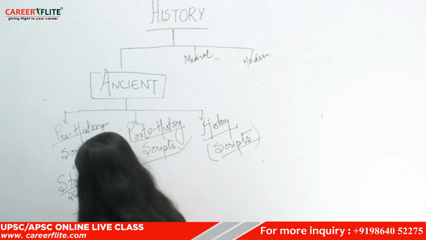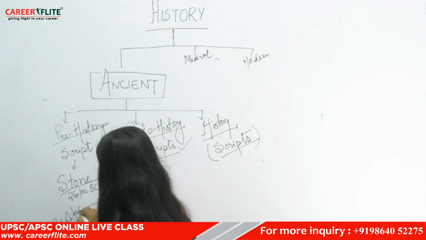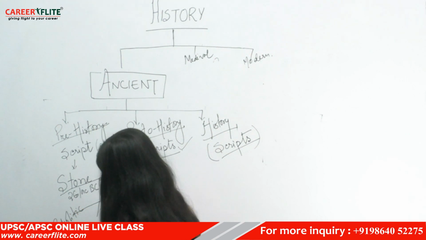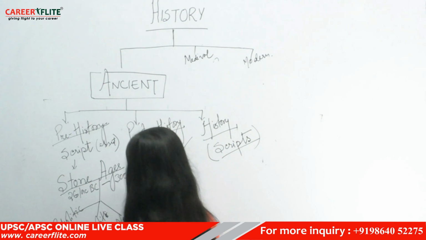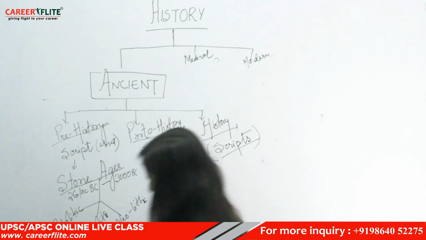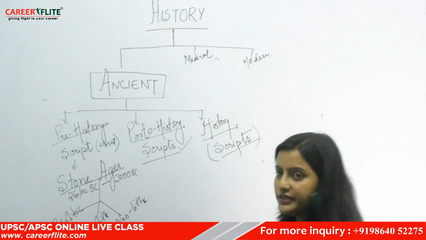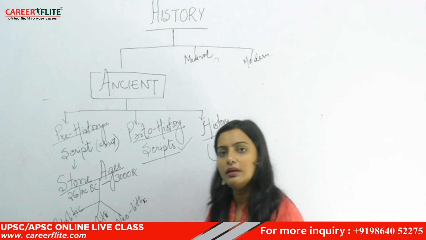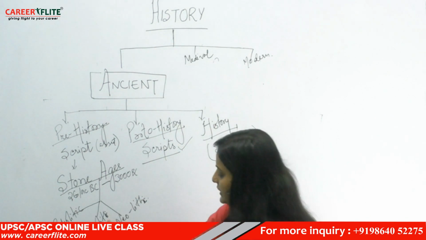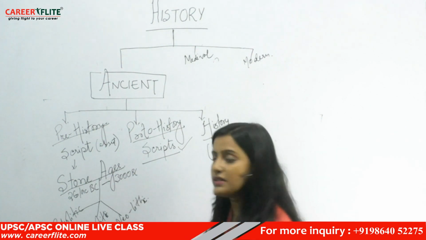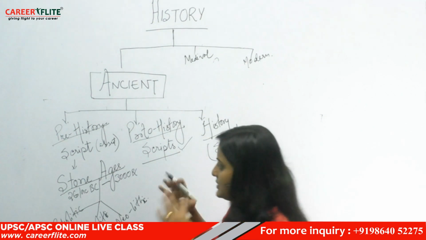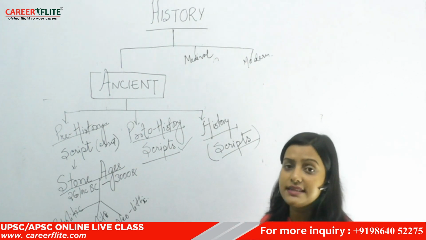Now, this is Paleolithic, Mesolithic, and Neolithic. So, the Stone Age can be divided into three more parts: Paleolithic, Mesolithic, and Neolithic. Now, when I say Stone Age, what does it mean? That in this age, stones were extensively used.